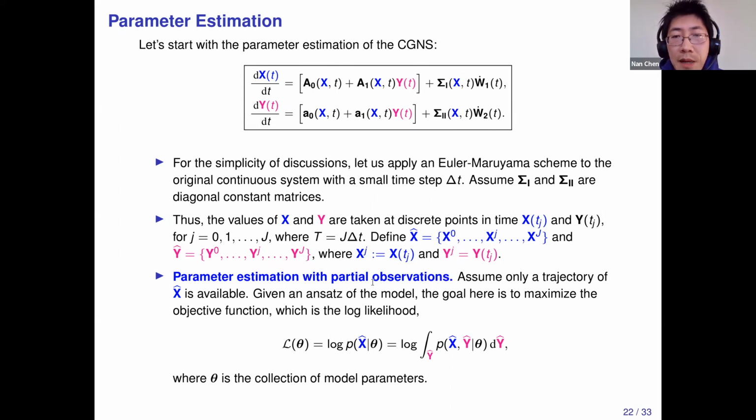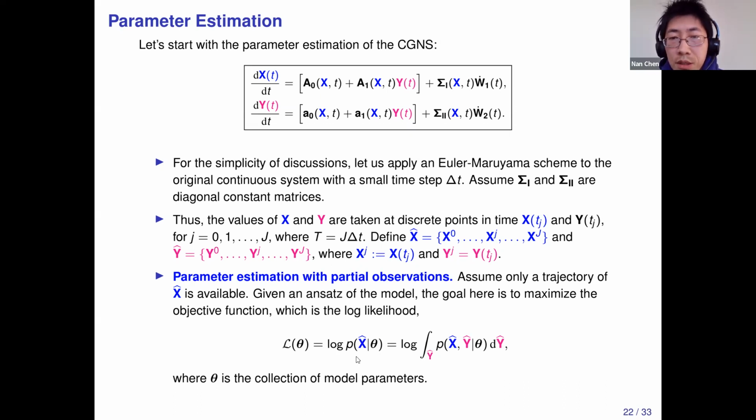So parameter estimation with partial observations is very different from parameter estimation with full observations. Now assume a trajectory of X hat is given. Then, with no mathematical structure of this model, our goal is to maximize one of the objective functions. Here we choose the log likelihood to be our objective function. So we want to calculate the likelihood, which is how possible this trajectory is given the parameters, right? You want to maximize it, so the associated parameters will be the optimal parameters.